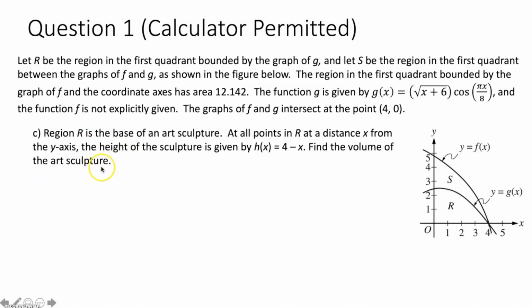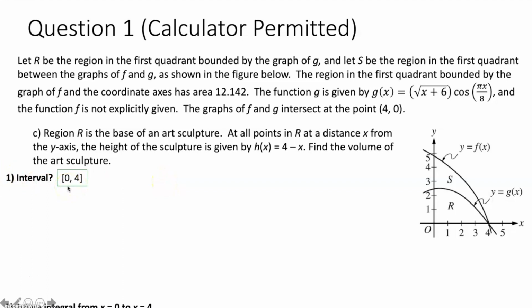So the first step in setting up this definite integral in order to find the volume is to figure out what interval we are going to integrate on. Well, it says the region R is the base of an art sculpture. So this region R is bounded by our coordinate axes. And in terms of x, it begins at x is equal to 0 and ends at x is equal to 4. So that would be the interval on which we're going to integrate.